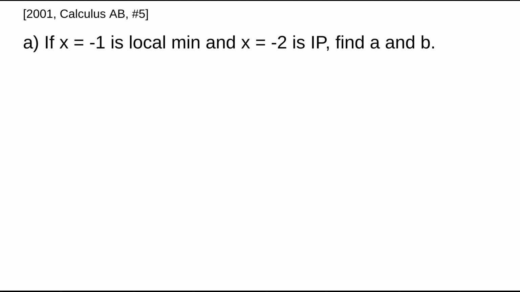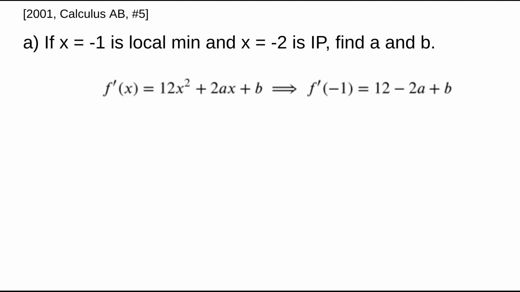In part A of this question, we are asked to determine the values of a and b if we know that x equals -1 is a local minimum and x equals -2 is an inflection point. So given that, we can differentiate the function f of x using the power rule to get equations with a and b in them. For example, the first derivative of f of x would be 12x squared plus 2ax plus b.